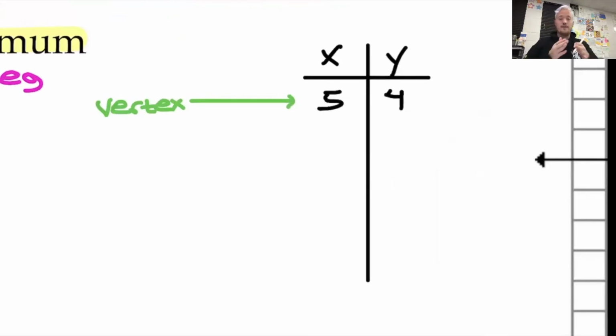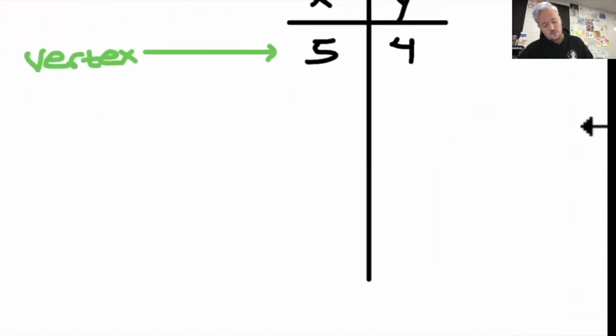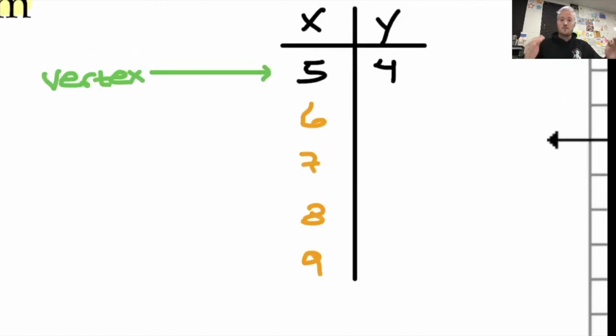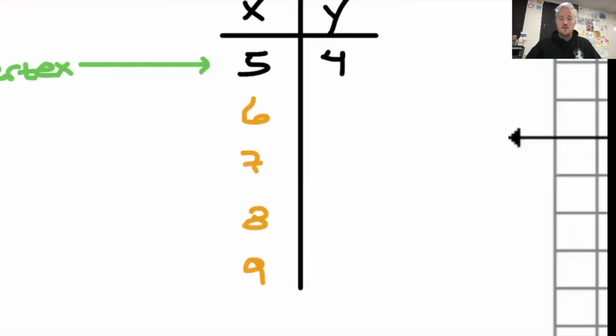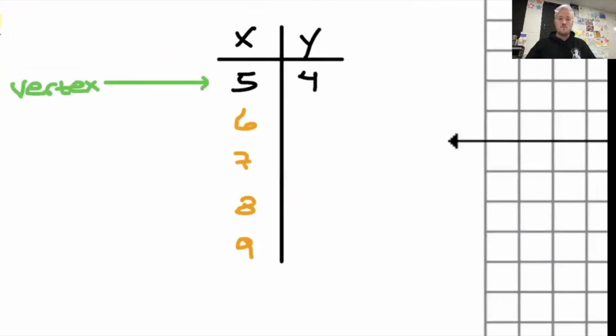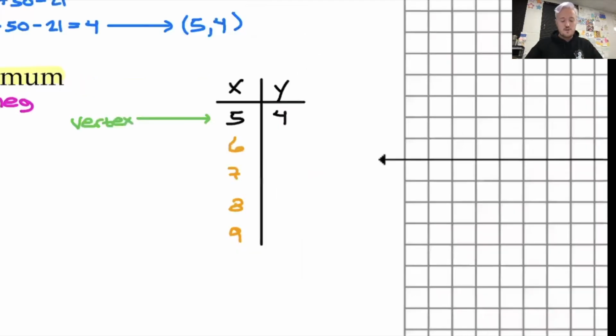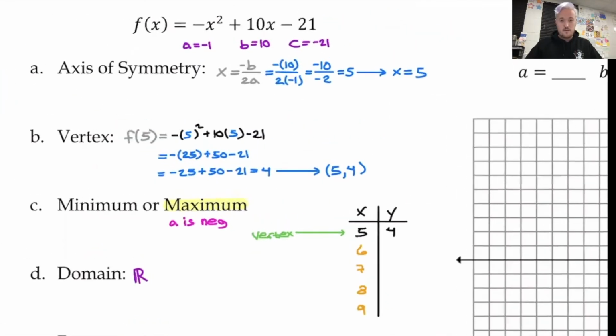So I want to find at least a good 3 to 5 points after my vertex, which means the next x values I want to use are going to be 6, 7, 8, and 9. So we want to be able to plot all these points. What you want to do is take those x values and plug them in to your original graph up here.